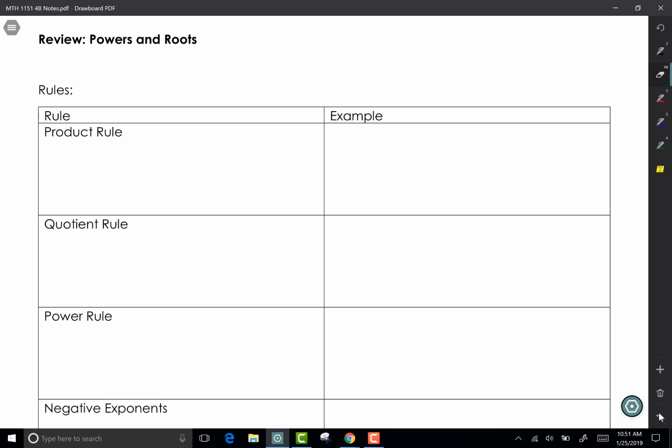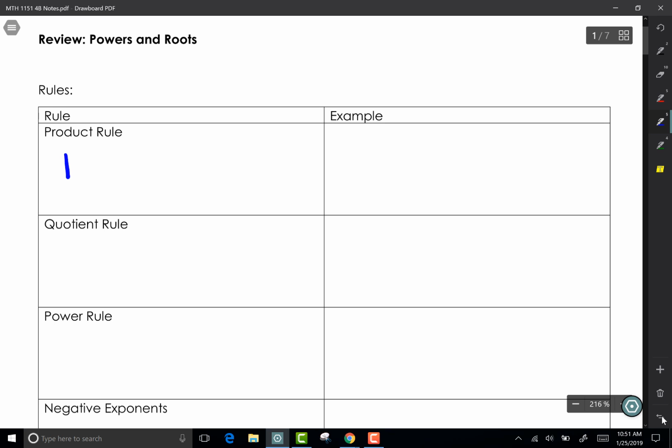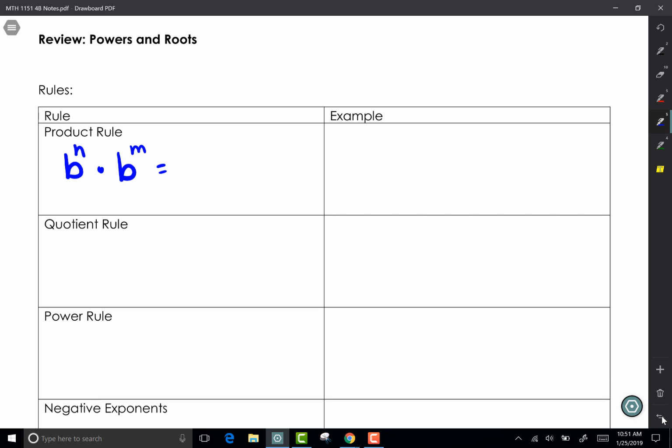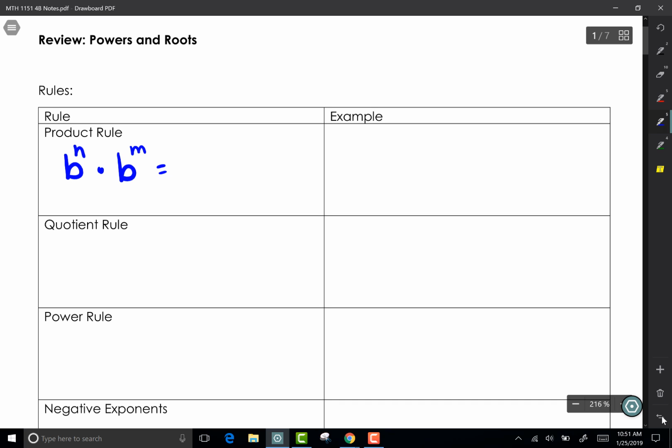So just a quick review on powers. Okay, we have the product rule, and the product rule just states if you have two bases and you're multiplying them together and they have exponents, we'll call them n and m. So you have the same base, we'll call it b for base. You're multiplying two factors with exponents n and m. When you multiply and your bases are the same, you want to add your exponents together. So my answer would be b to the power of whatever n plus m is.